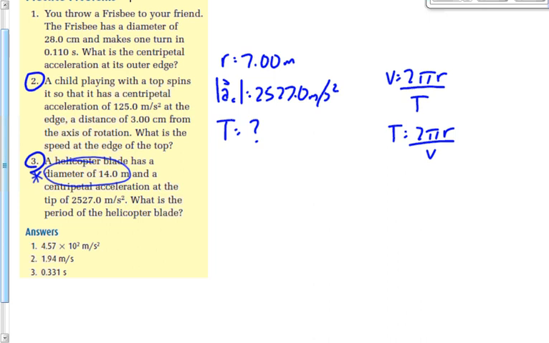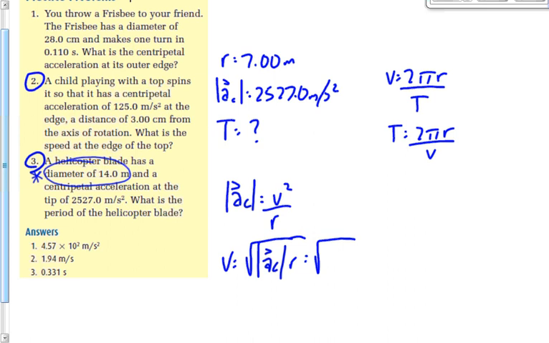So let's find it. Let's say A is equal to V squared over R. Let's solve for V, same as we did in the last question. So it becomes the square root of 2527 times 7. Anyone have the value for that speed? 133.0. Is it exact? Okay, 133 meters per second.